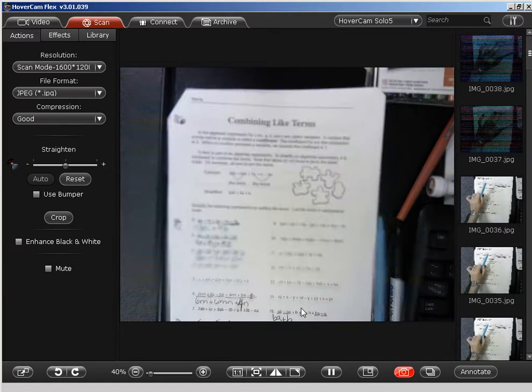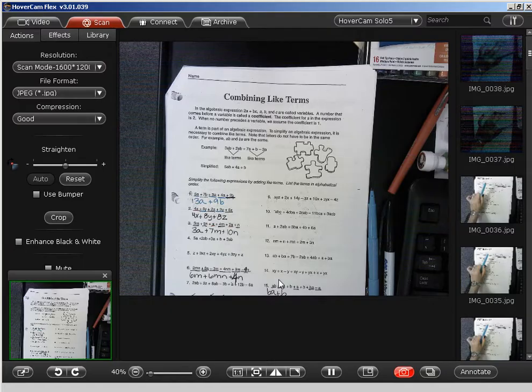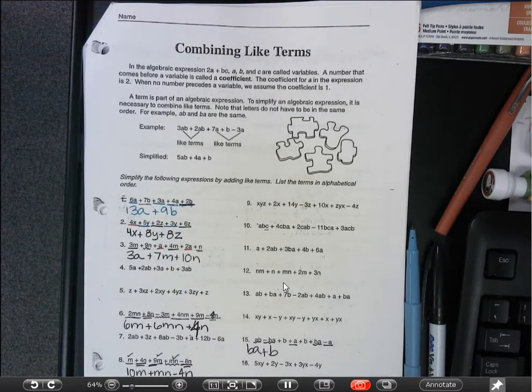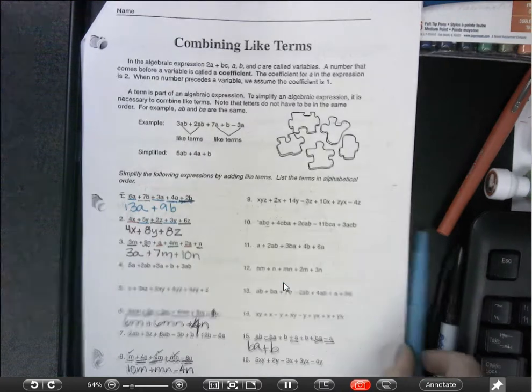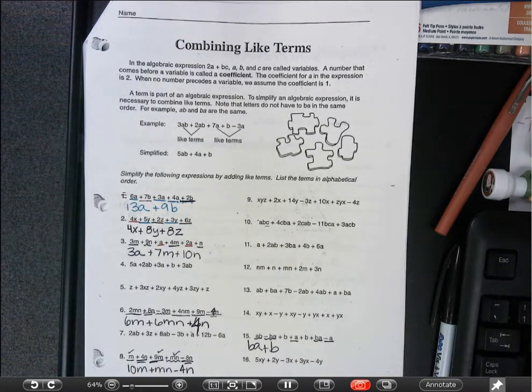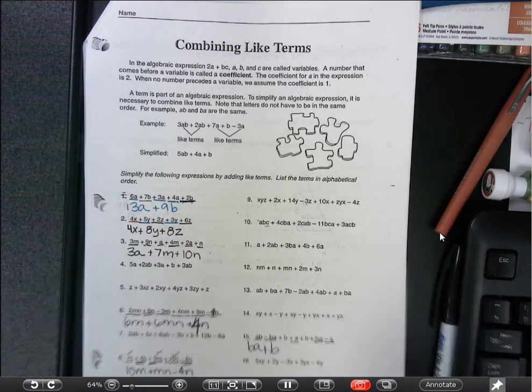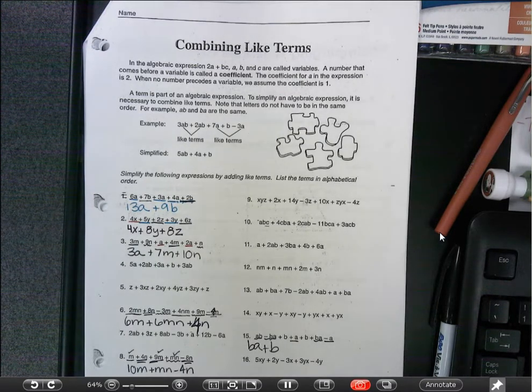Okay guys, so this video is to help you with the skills that you are going to be responsible for today. So we're going to start by talking about a combining like terms problem. So hopefully you already did this one, but let's go ahead and look at number 14.